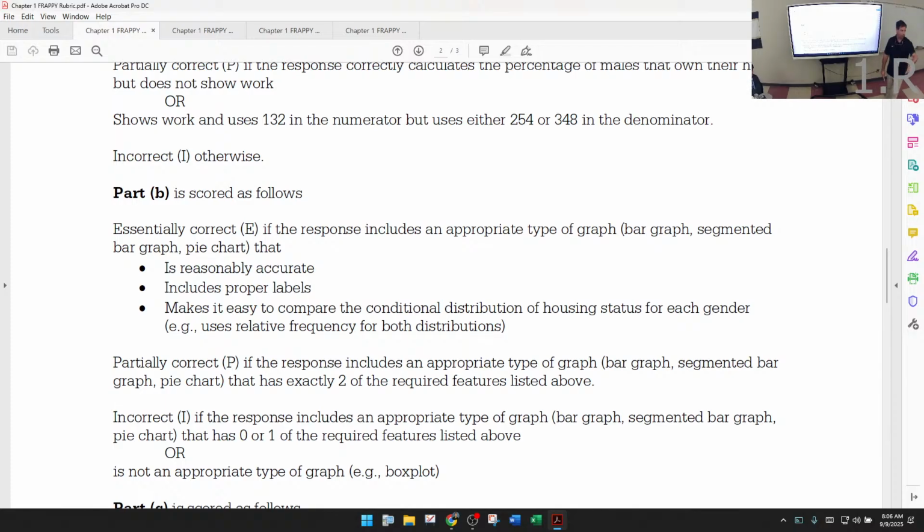So you've got to have an appropriate graph. And then here are the other things: it has to be reasonably accurate. Like we're not going to get a ruler out and make sure it's dead on, but just get close, right? It includes proper labels. So we've got to make sure we label things. And here's the tricky one: it makes it easy to compare the conditional distributions of housing. In other words, you have to use relative frequencies. You cannot use frequencies. Because there were, I forget, more females or more males or vice versa, right? You cannot compare numbers if they're different numbers. You have to compare percentages, okay? Always.